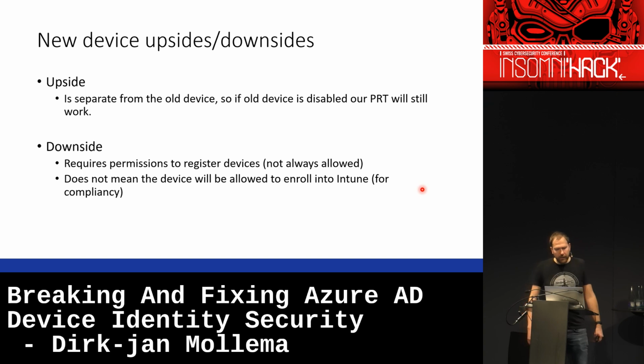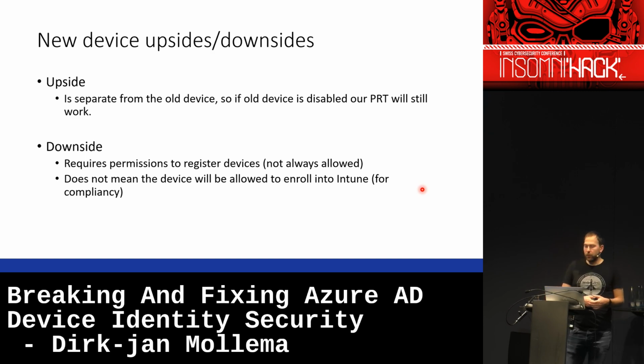So this also has some upsides and downsides. Because we registered a new device, it's basically a separate device. It's not a real device. But if the old device is disabled, then the PRT from our new device will still work. Of course, the downside is that this requires permissions to register or join devices, which is not always allowed. You can lock that down in Azure AD. And this also doesn't mean that the device will be allowed to enroll in Intune, because we registered a new device, which is not known as a corporate device. And if we need to access anything that's protected by conditional access to only allow compliant devices, then basically it will not work. So this doesn't cover our full scenario goals.